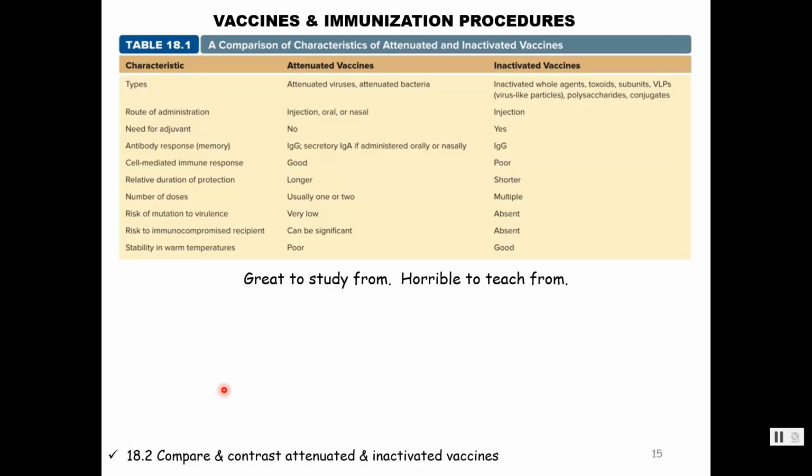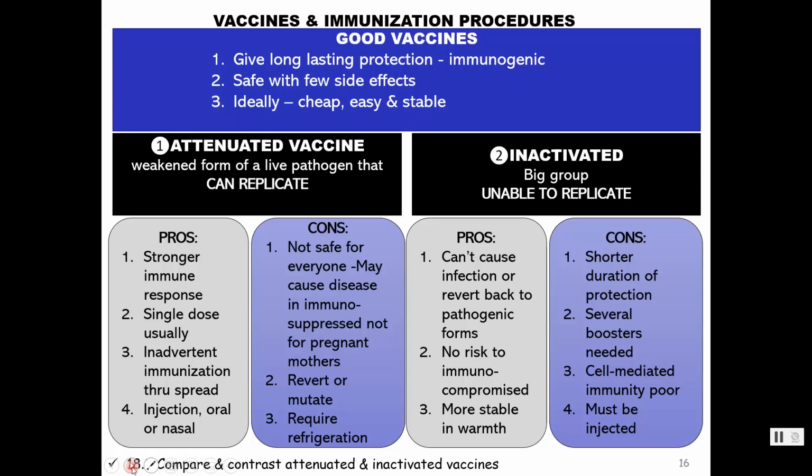All right, so I'm going to give you this table, and we're going to talk about the different types of vaccines. Once again, it's a great table to study from. It's all there, but it's horrible to teach from. There's not a whole lot to look at. So I'll give you that to study from, but we're going to look at this.